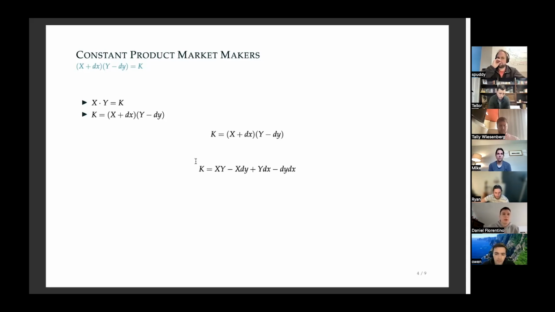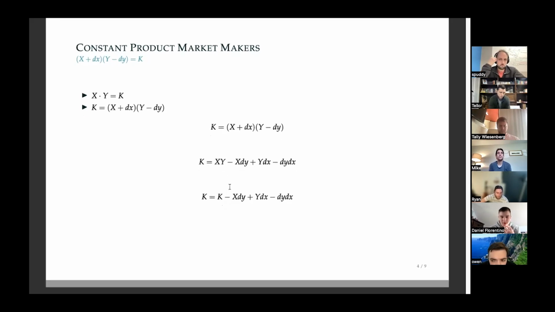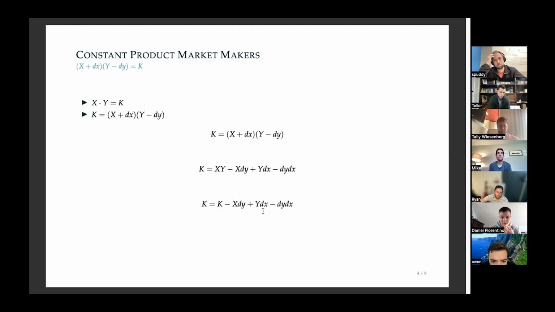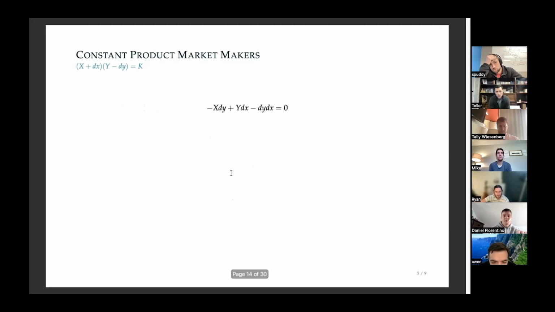So if we keep going with some of the algebra here, from this second equation we know that xy has to equal K, so we can trade xy for K here. And now K equals K plus all of this. And if we subtract K from both sides, all of this stuff has to add up to 0. And we can play around with this a little bit and actually solve for dy or dx, which is how much you have to put in or how much you have to take out.